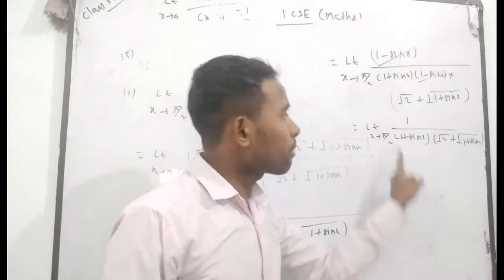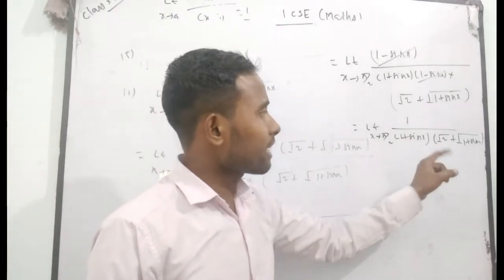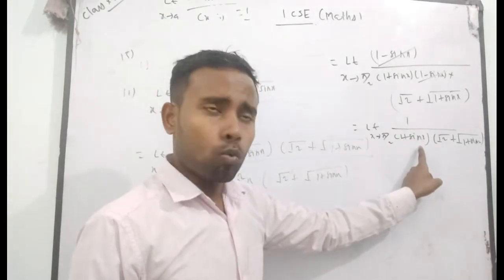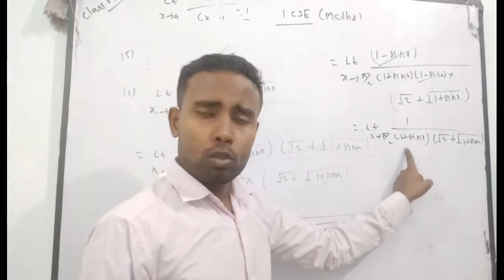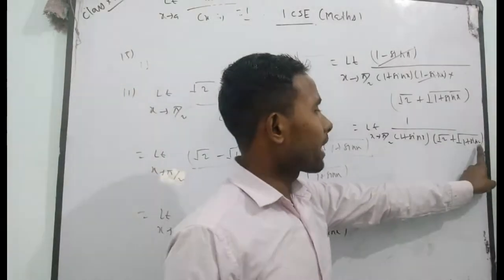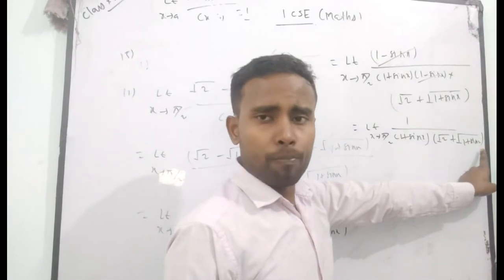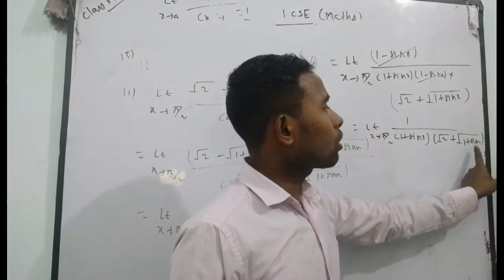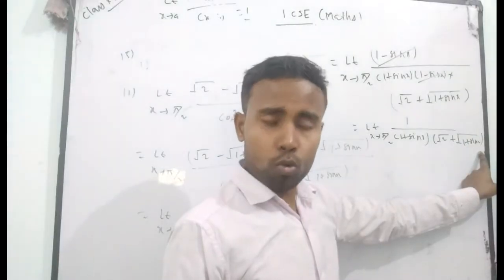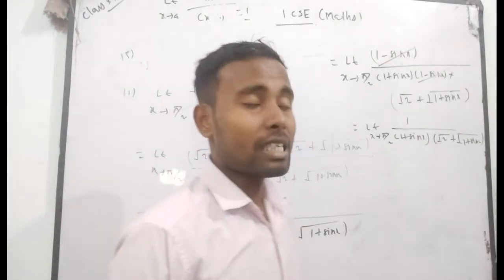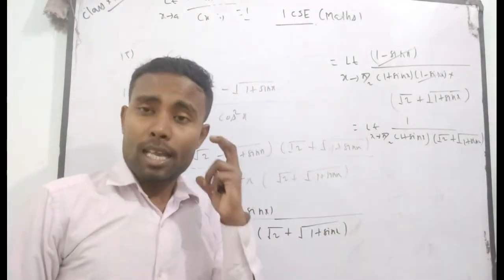If you put x is equal to pi by 2 in this expression, what do you get? Sin pi by 2 is 1, so the numerator will be 1 plus 1, that is 2, and in the denominator it will be root 2 plus under root 1 plus sin pi by 2, that means under root 1 plus 1, that is under root 2, so it will be 2 root 2. That means it exists and gives a real number.